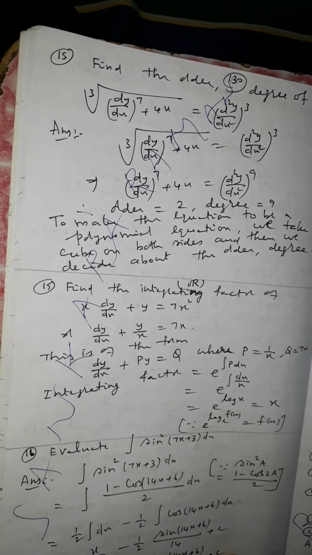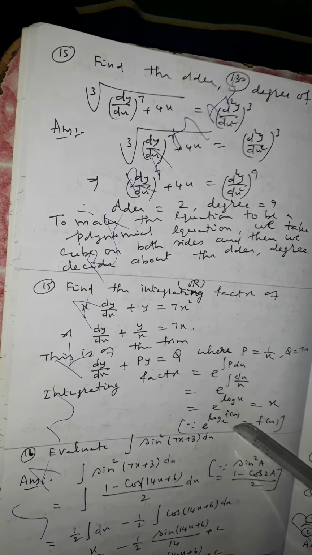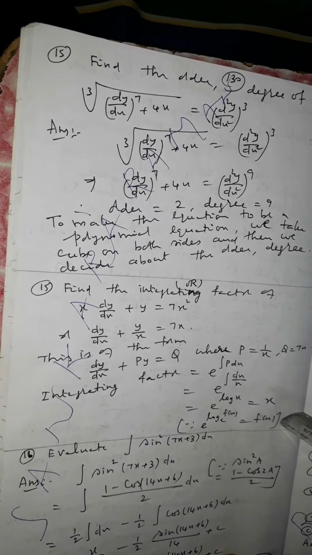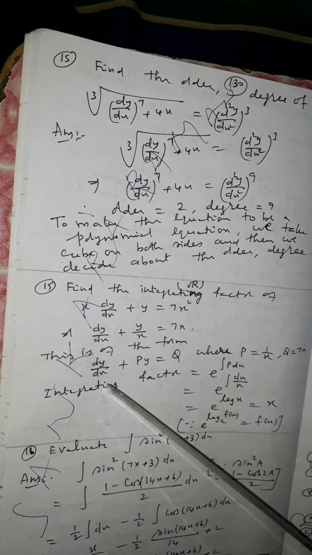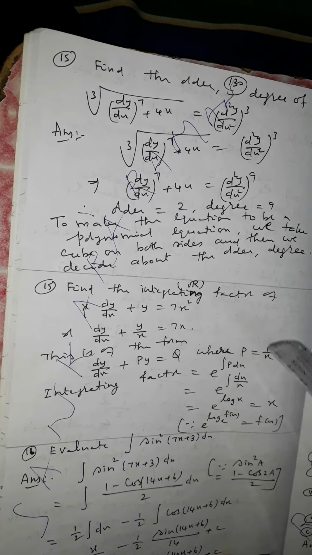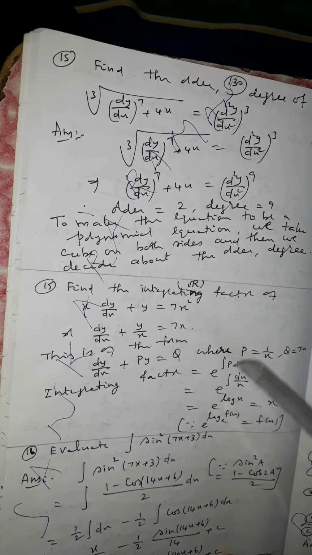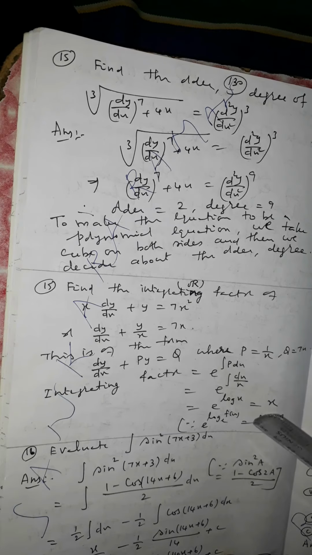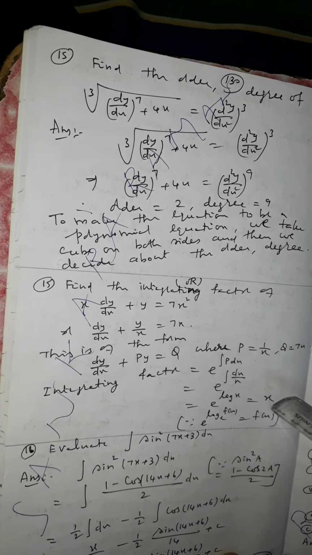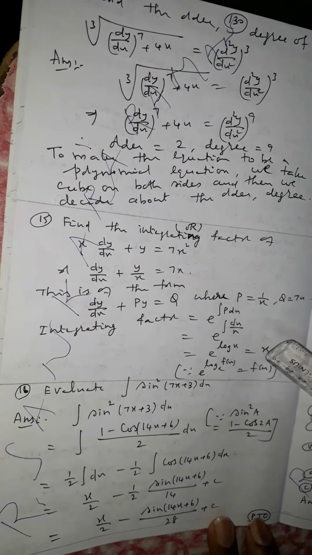which is x, since e^(log f(x)) to the base e is always f(x). I explain once again: divide throughout by x, dy/dx + y/x = 7x. This is of the form dy/dx + Py = Q, where P is 1/x, Q is 7x. Integrating factor equals e^(∫P dx) equals e^(∫dx/x), e^(log x) equals x, because e^(log f(x)) to the base e is f(x).